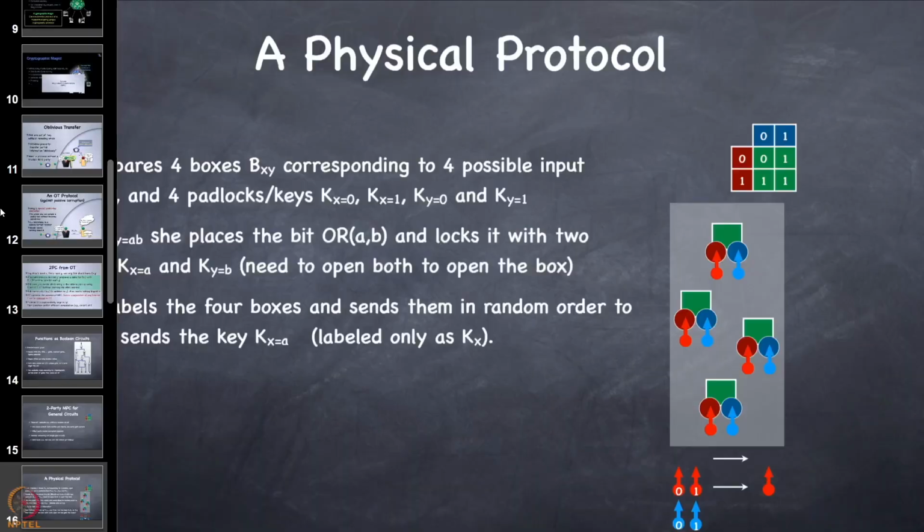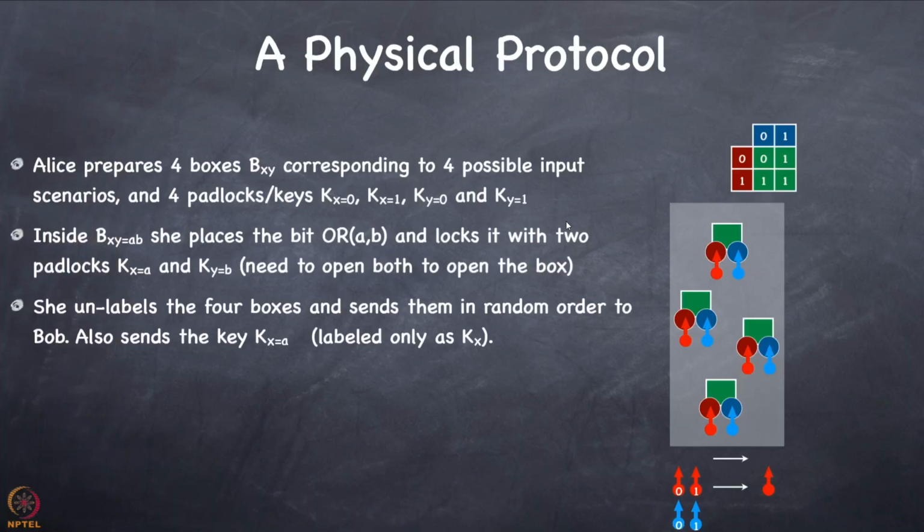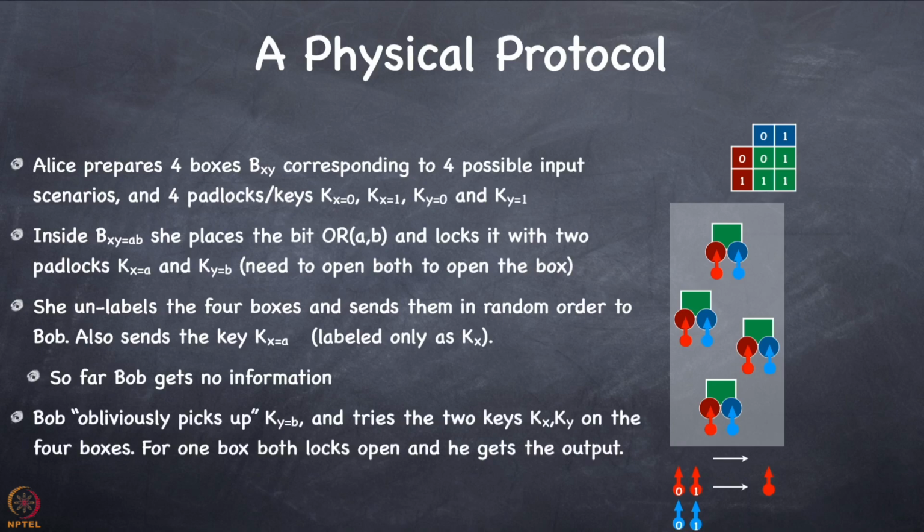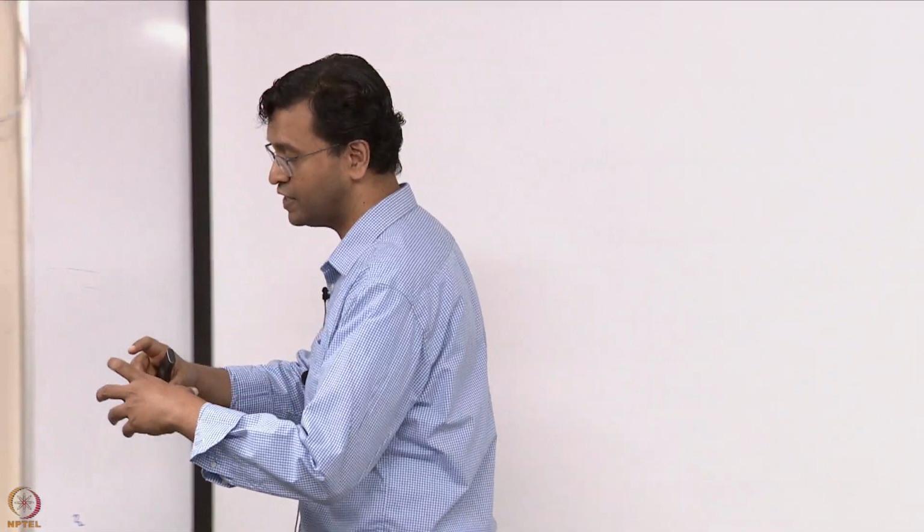Okay, so far he has not managed to learn anything from this. But now Bob wants one more key. The whole plan is so that he can open one of these boxes eventually and get the output sitting inside that box. So what is the key he will need?